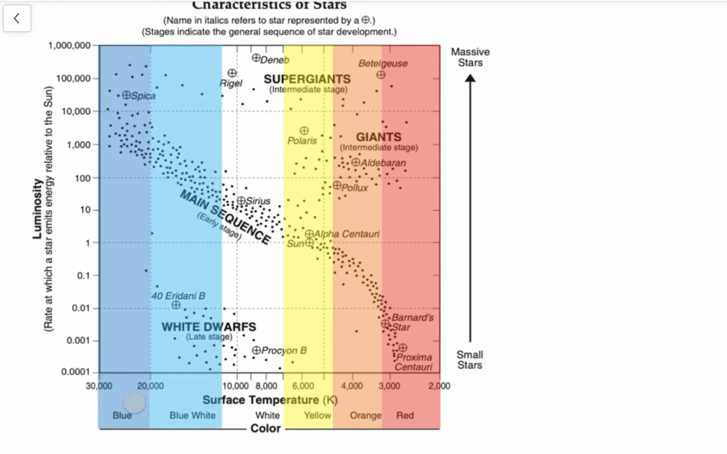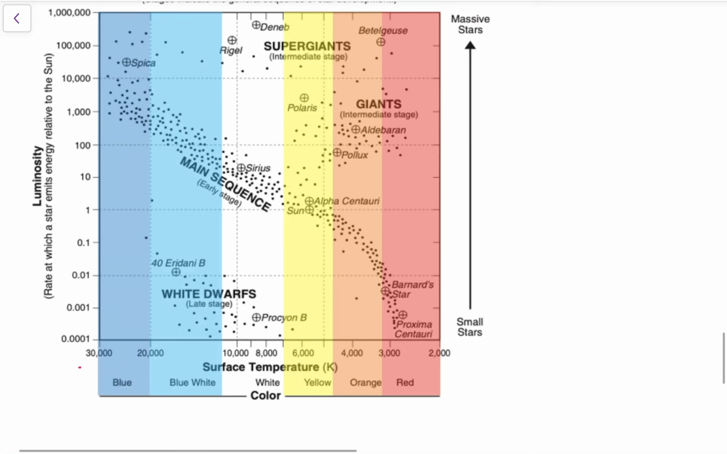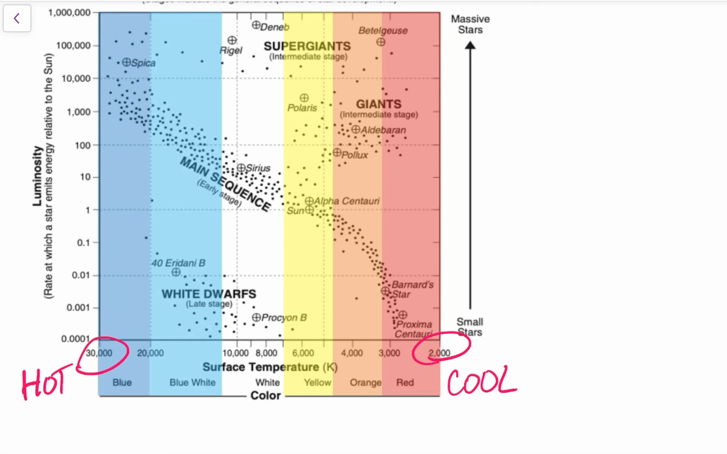Here we colored in the chart for you so you can get a good idea of where the range for the different colors lie. One thing to note is look at the surface temperature and the colors and how they line up. Again, remember the highest surface temperature, these are the hottest stars on the left side of the diagram, and the coolest stars are over here on the right side of the diagram. One thing to notice is that the hottest stars are actually blue and the coolest stars are red in color.